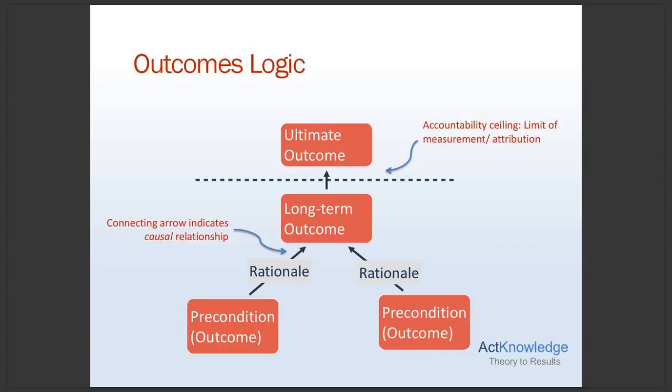So the long-term outcome is the highest measurable one. And then there are often many preconditions; in this example, just two. And the rationale is the reason why any particular outcome has been placed as it has been, as a precondition or a prerequisite, or however you want to call it, a supporting outcome to the outcome above it.